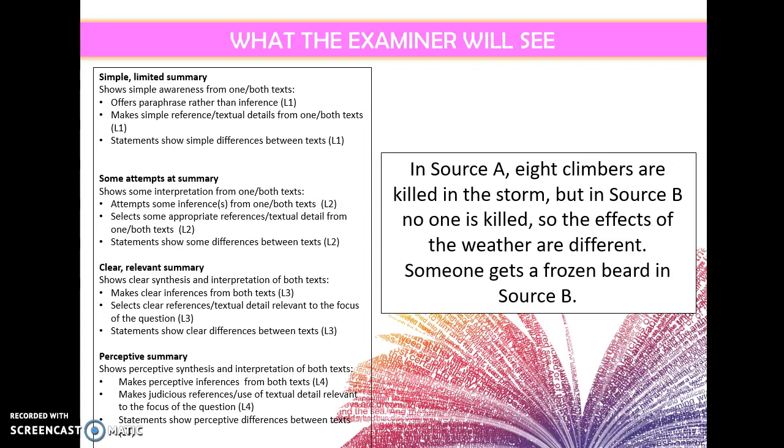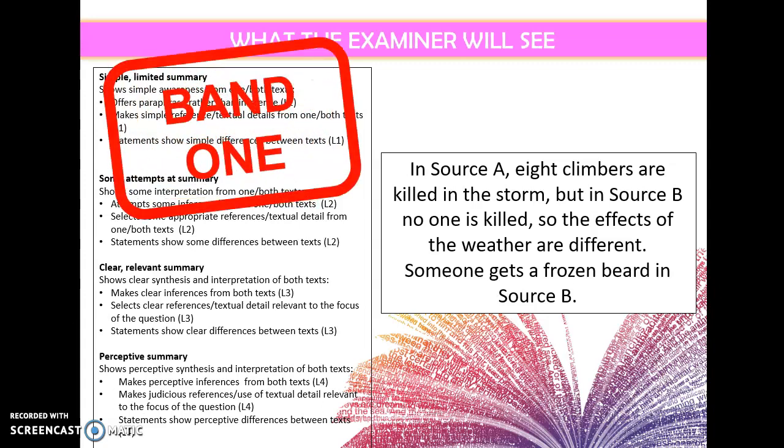There is reference to the text, but there are no quotations. You can see that second bullet point there. They have made reference to both texts here, so they've got credit there, and the statement does show simple differences between the texts. So it's a straightforward difference that this person has spotted. So that's why that would get band 1. It would get 1 or 2 marks.